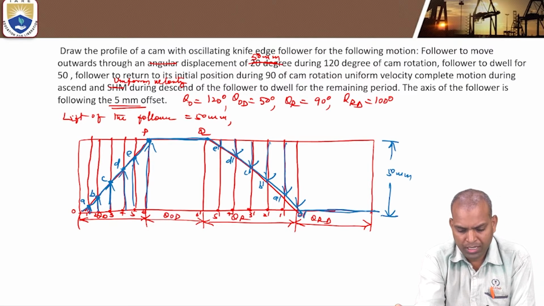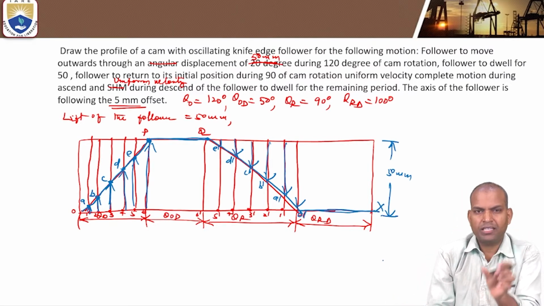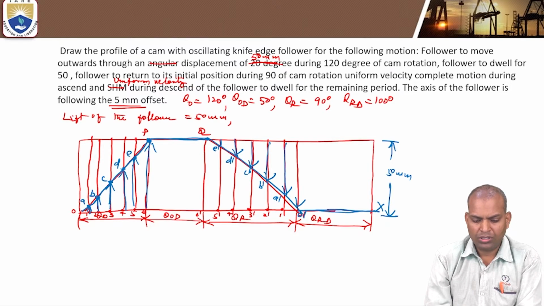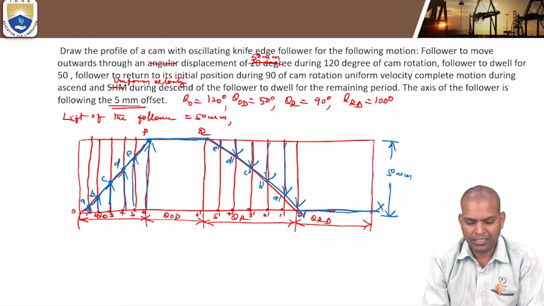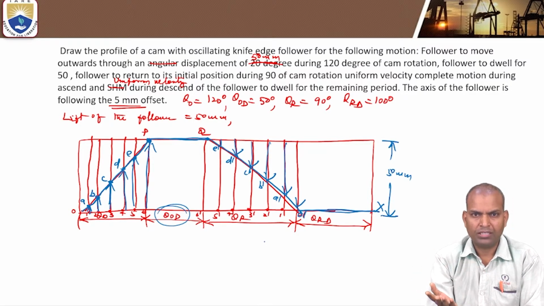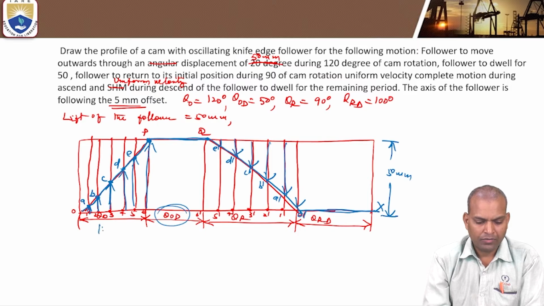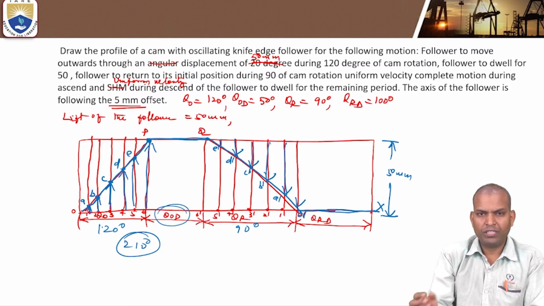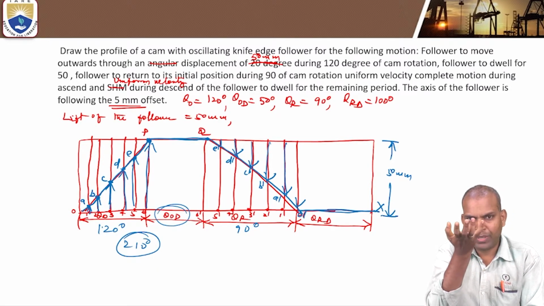That is the portion O dash to X. This O dash X is the dwell zone after the return stroke, after the descending of the follower. This rotation, theta RD, we got as 100 degrees, and theta OD is 50 degrees. So 150 degrees are going in the dwell zone. There is no motion. But theta O is 120 degrees and theta R is 90 degrees, that is 210 degrees under useful condition. 120 degrees is the maximum angle of rotation.